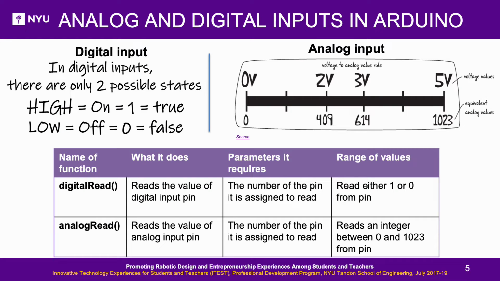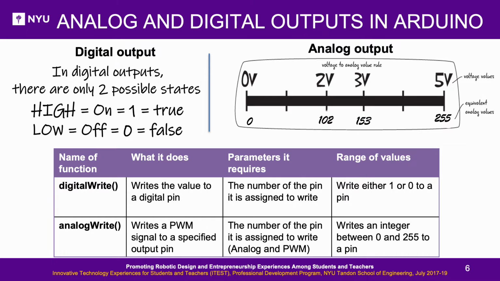Analog and digital inputs in Arduino. Arduino is capable of reading both digital and analog signals through its dedicated pins. To read digital signals, the digitalRead function is used, which reads either 1 or 0. To read analog signals, the analogRead function is used, which reads integers from 0 to 1023. Analog and digital outputs in Arduino. To write digital signals, the digitalWrite function is used, which writes either 1 or 0. To write analog signals, the analogWrite function is used, which writes integers from 0 to 255.